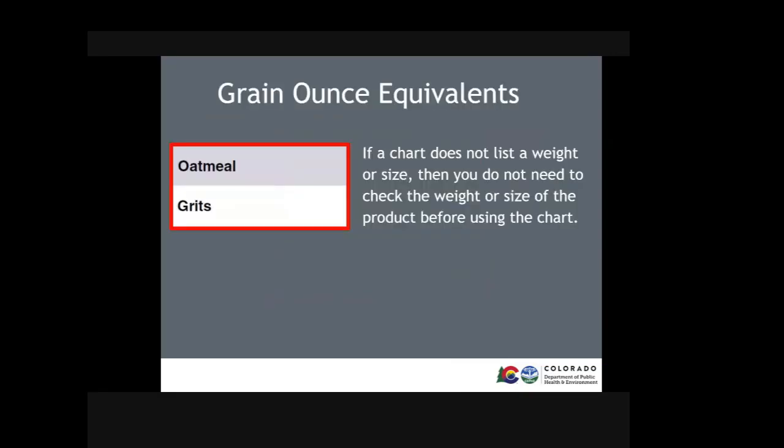If the chart does not list a weight or size, then you do not need to check the weight or size of the product before moving on to step 3. A few examples of grains without a weight or size listed would be oatmeal, pasta, or grits.